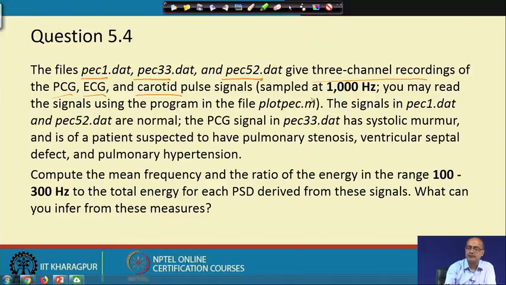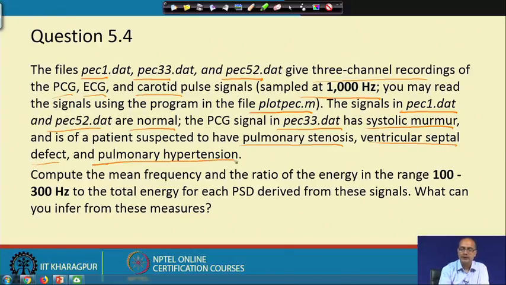And all of these signals are sampled at 1 kilohertz, and we are provided the MATLAB file to read it, plot_pcg.m. The signals in pcg1.dat and pcg52.dat are normal, whereas pcg33.dat is suffering from systolic murmur, and the patient is suspected with pulmonary stenosis, ventricular septal defect and pulmonary hypertension.